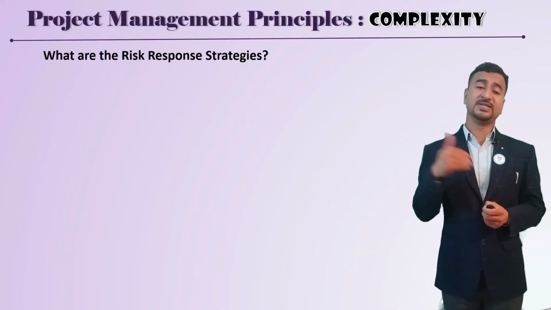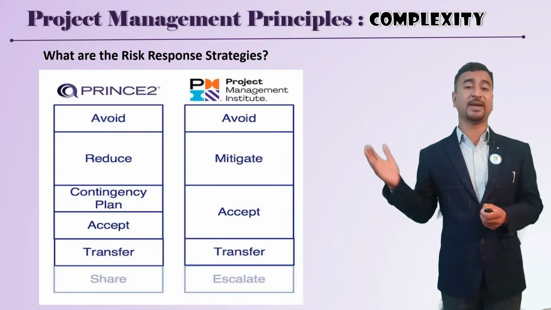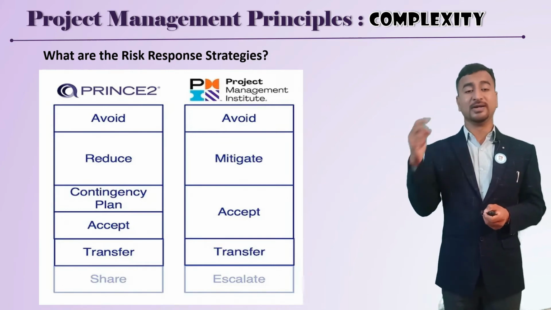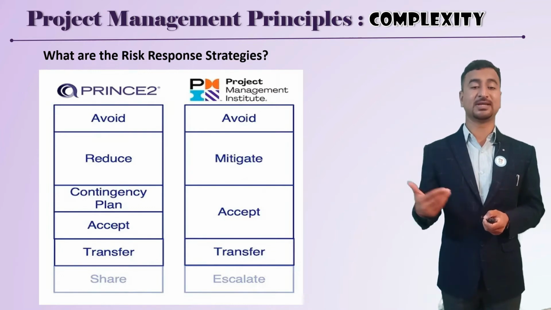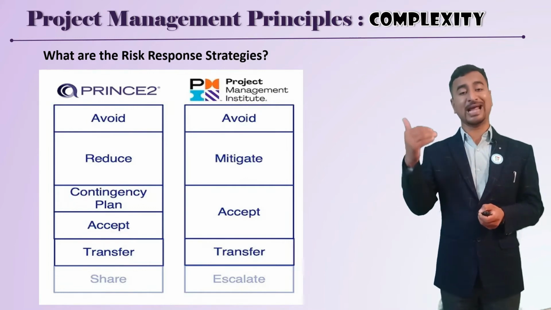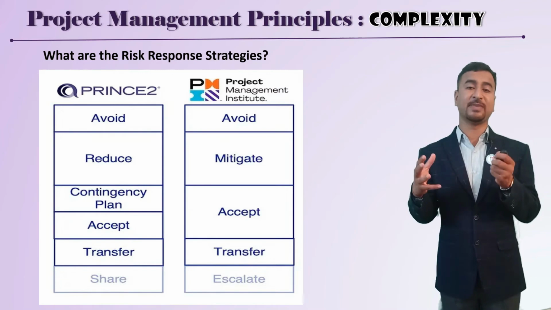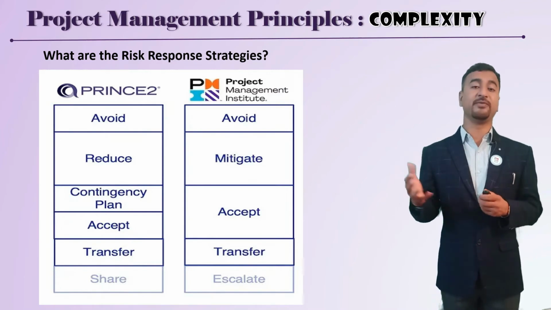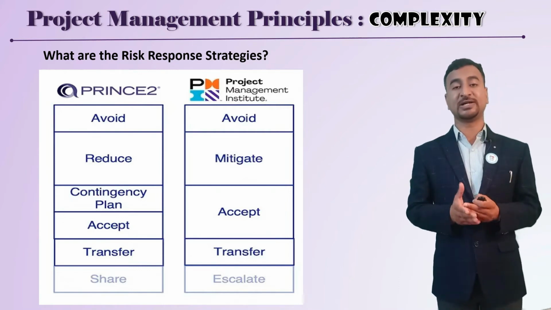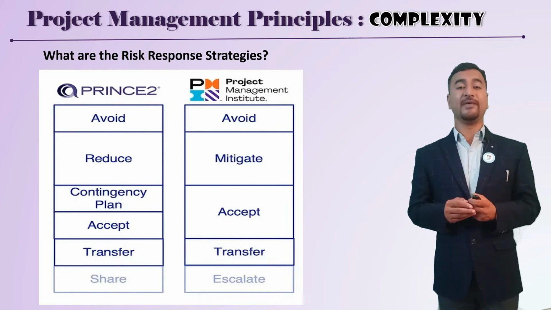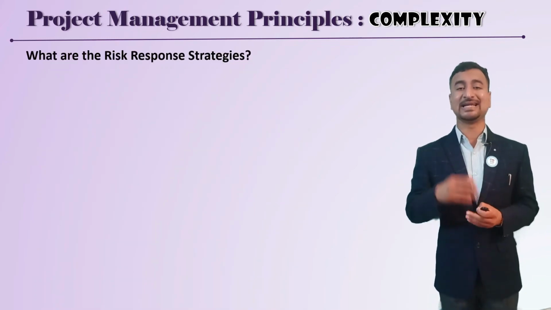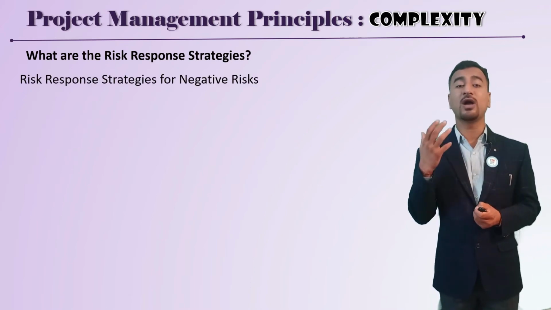Now, what are the risk response strategies? Different project management frameworks, like PRINCE2 provided by Axelos, have different risk response strategies: avoid, reduce, contingency plan, accept, transfer, and share. And PMI's PMP also comes up with avoid, mitigate, accept, and transfer. The risk management strategies vary across project management frameworks, and that is where tailoring comes into the picture: you have to derive the risk response strategy based on your organization's requirements. For your understanding, let's discuss in detail the risk response strategies for a negative risk.